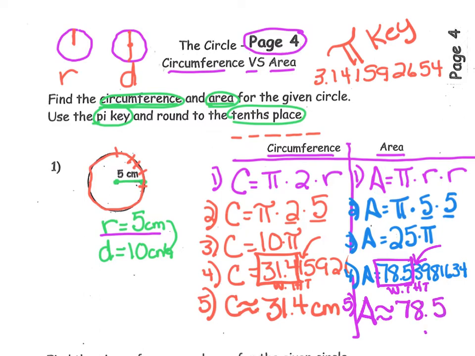78.5 square centimeters, or centimeters square. That's the amount of squares needed to cover the flat surface inside that circle. Let's move on to problem 2.